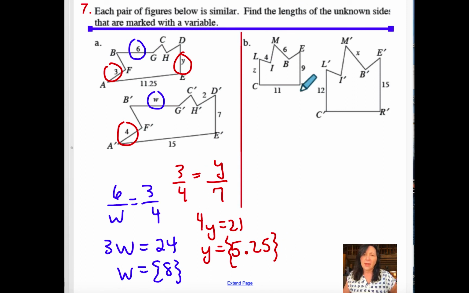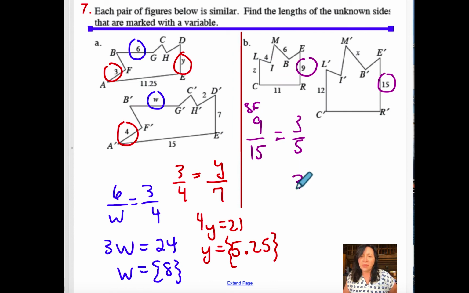On the right side here, we already know these are similar. So you just have to set up your equations. So it looks like I'm going to use 9 is to 15 as my scale factor. So 9 is to 15, and I'm going to reduce that, divide by 3. I'm going to get 3 over 5.